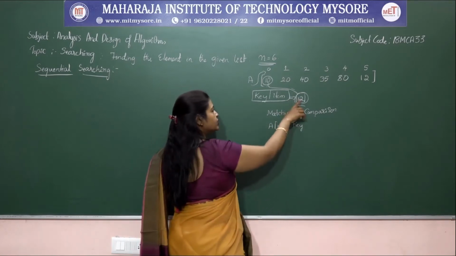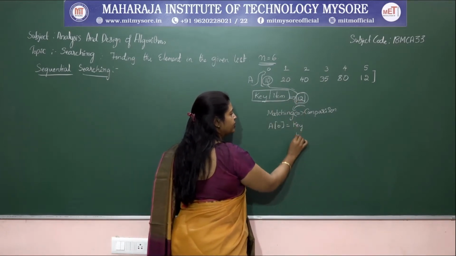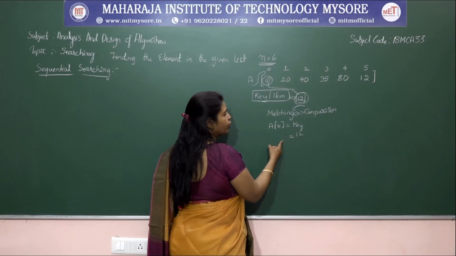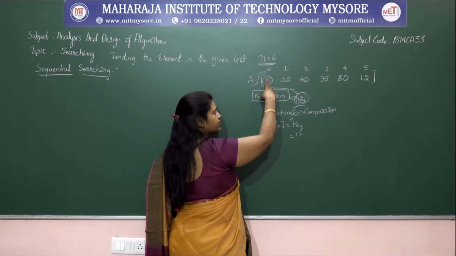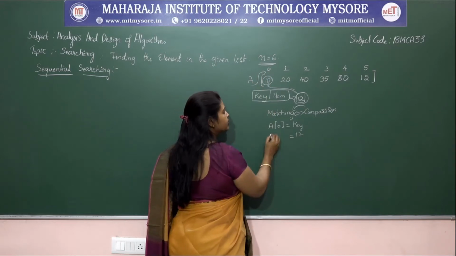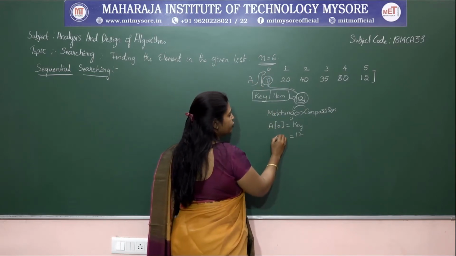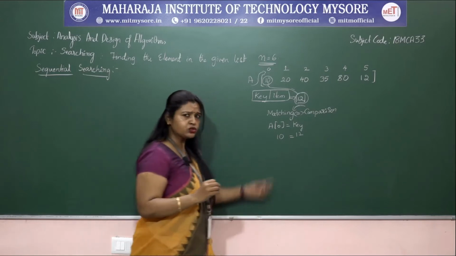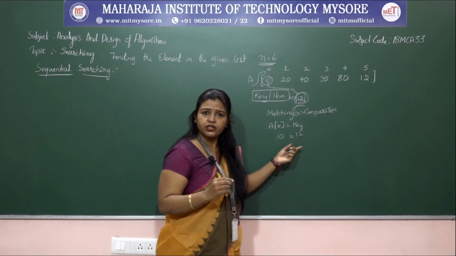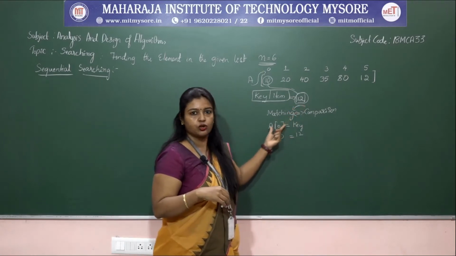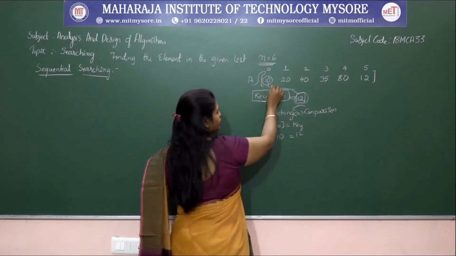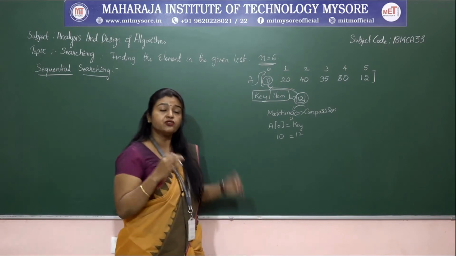Okay. So now this 12, the key element, is going to match with what? The first position of the array, the value present in the first position. That is a of 0. In a of 0 we have what? 10. So 10 and 12, is it matching? No, right? Whatever key value I am searching for, this is not the value. So this is false.